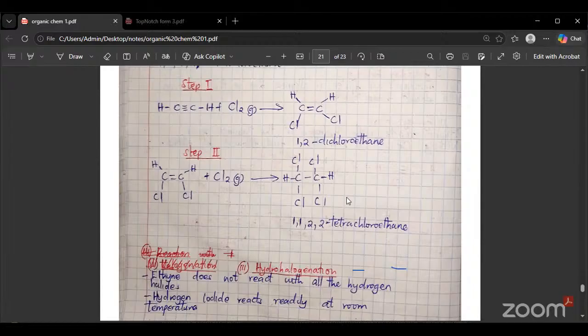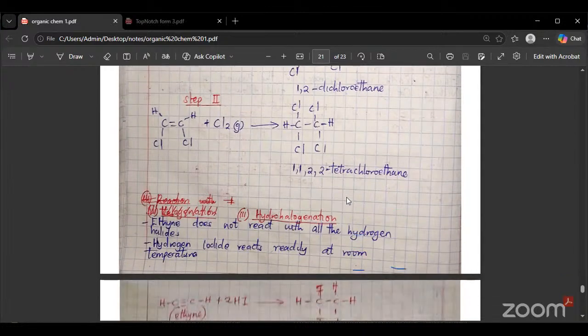Now, another addition, hydrohalogenations. Hydrohalogenation involves hydrogen and halogens, so, for example, hydrogen chloride gas. That one is a very good example. Again, just like I mentioned before, ethane does not react with all hydrogen halides, just like it does not react with all halogens. So, it doesn't react with all of them. It will react with others, others will be left out.